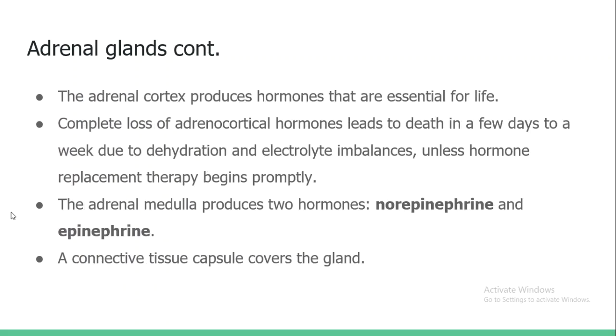Next slide. Adrenal gland. We are continuing with the adrenal glands. The adrenal cortex produces hormones that are essential for life. Complete loss of adrenocortical hormones leads to death in a few days to a week due to dehydration and electrolyte imbalance, unless hormone replacement therapy is promptly given to the patient. The adrenal medulla produces two hormones, norepinephrine and epinephrine. A connective tissue capsule covers the gland.